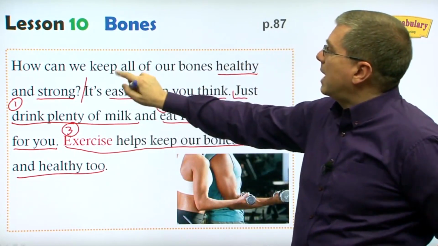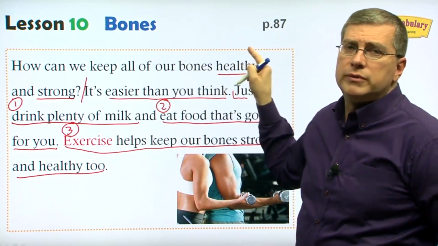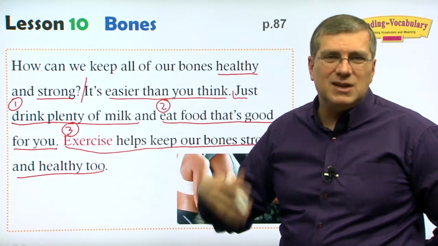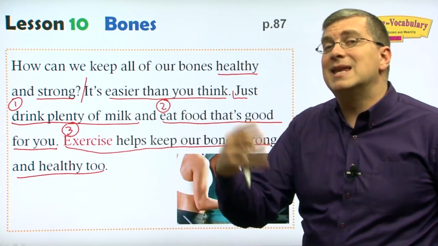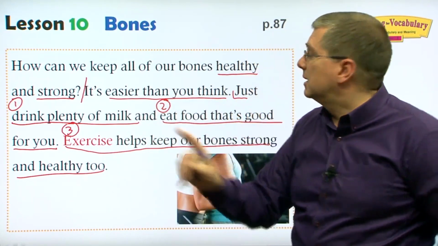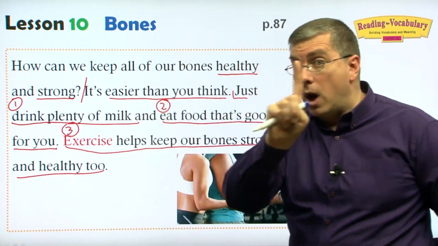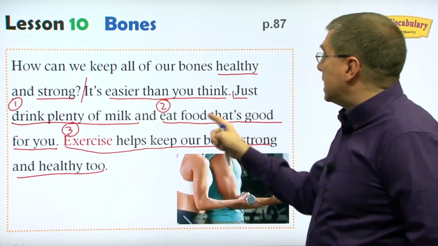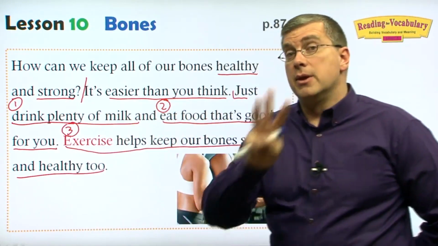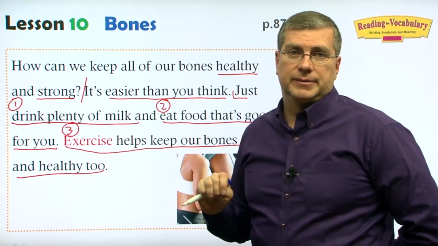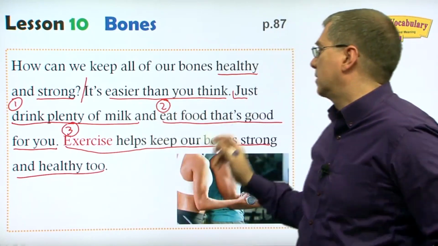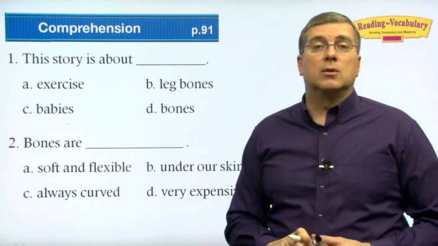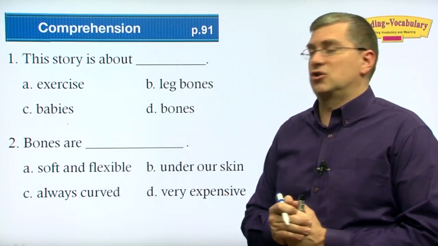So basically we have a question. How can we keep our bones healthy and strong? Then we just have a statement saying it's easier than you think, and then we get the answer. There are three ways to keep our bones healthy and strong. One, the first way, drink plenty of milk. The second way, eat food that's good for you. The third way, exercise. Okay, because exercise keeps our bones strong and healthy. Okay, so let's go over the reading passage. Let's go over the comprehension questions.